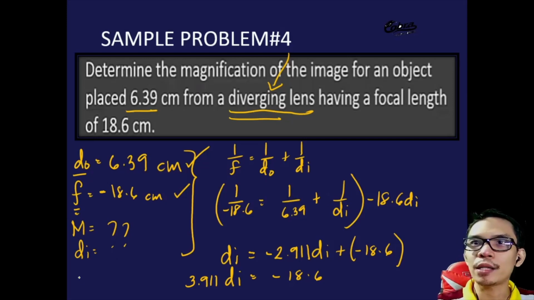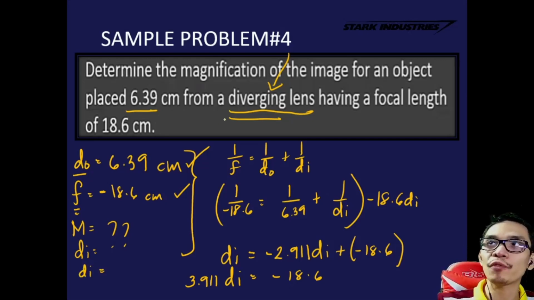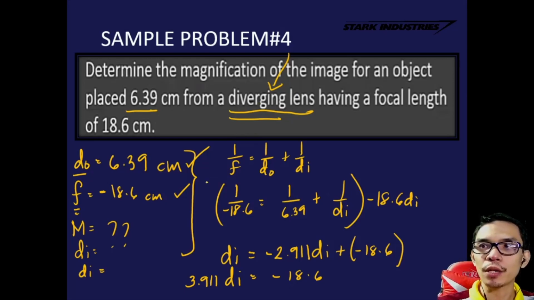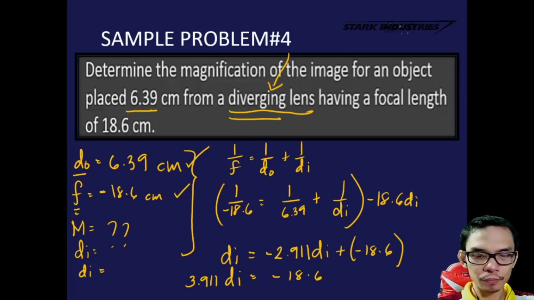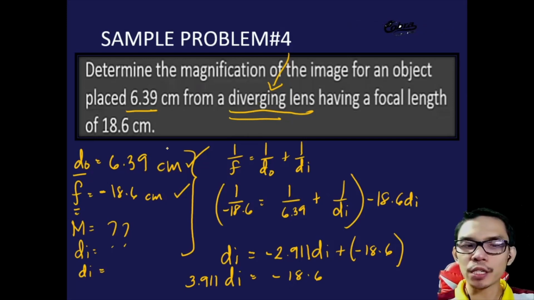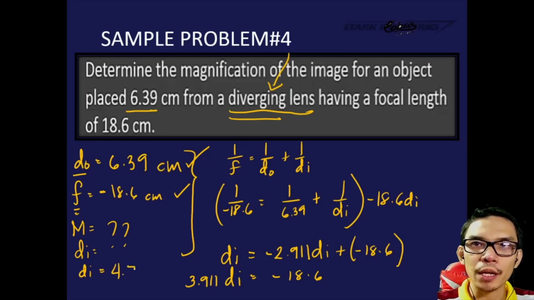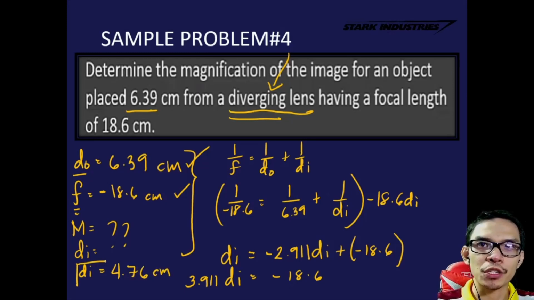So the d sub I for this problem is, even though we are not looking for the distance of the image, therefore the answer here should be 18.6 over 3.911. So the answer is 4.76, so 4.76 centimeters. That was the distance of the image.